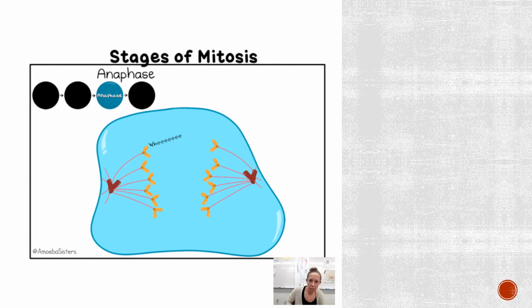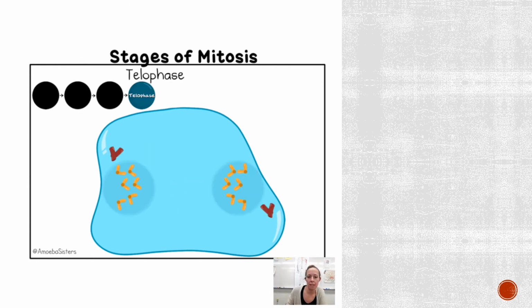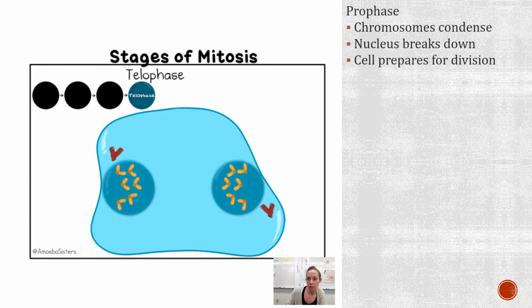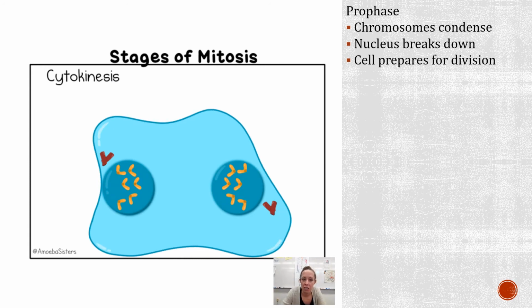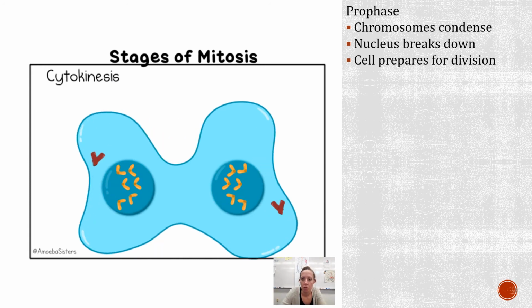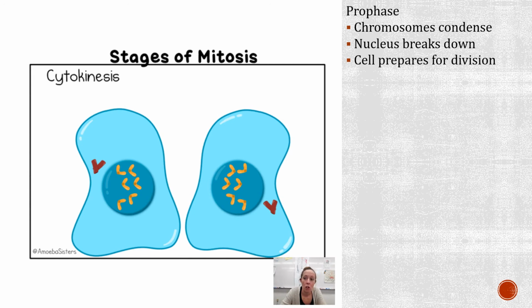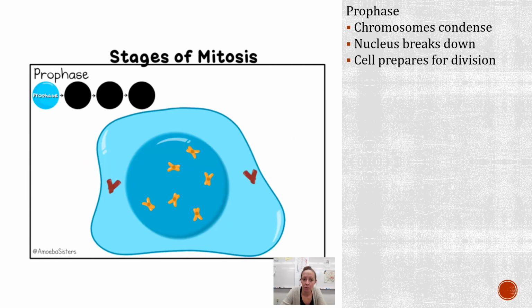right? See our little picture? Everybody's splitting, okay? So what happens is the first stage is prophase. Prophase is when the chromosomes condense, the nucleus breaks down, and the cell prepares. So right now, that's what's happening.